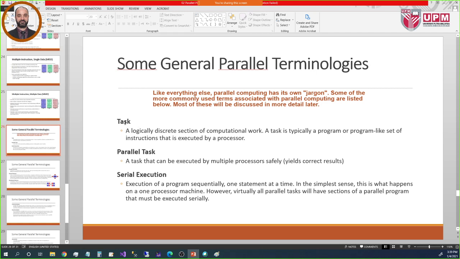So what we have is task. Task actually is a kind of logical discrete section of computational work. So it's a kind of set of instructions to achieve something. A task is typically a program or a program-like set of instructions that is executed by a processor. So the task could be a sub-program in a certain application.